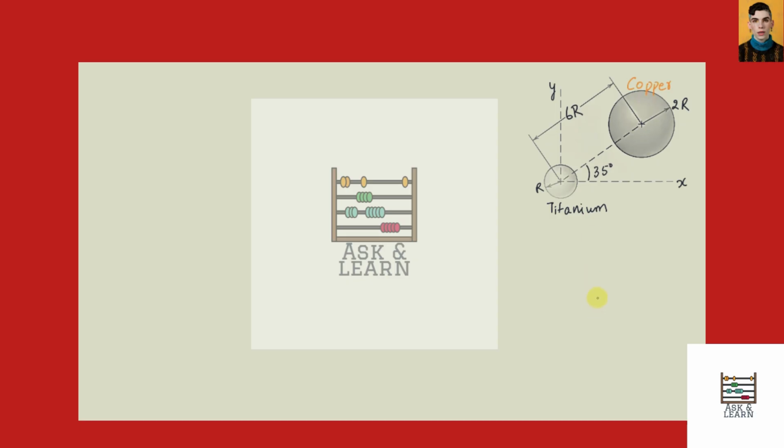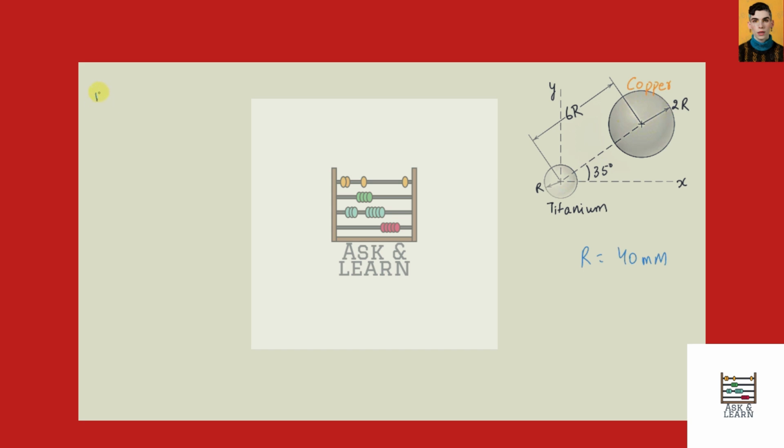So here in this problem we have to determine the gravitational force which the titanium sphere exerts on the copper sphere, and the value of R we are given in the question as 40 mm. So 40 mm is the radius of titanium, and for copper it is 80 mm. Now we have to calculate the gravitational force. So for that we'll be calculating the mass of the titanium sphere and the mass of the copper sphere.